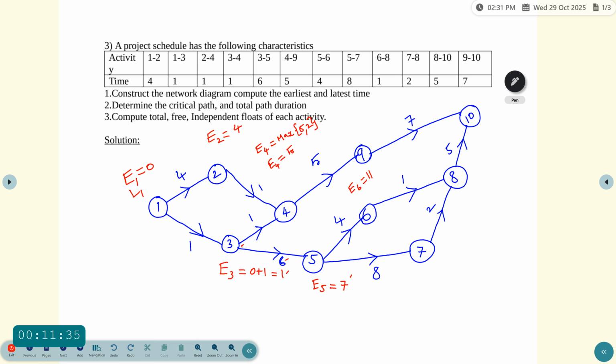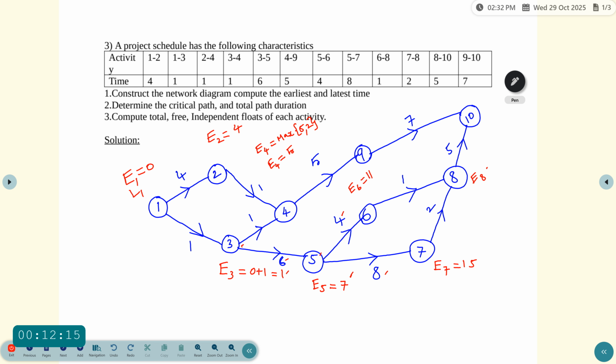So E6 equals 7 plus 4 equal to 11. So go to next event which is E7. It will come activity which is 5 to 7, and then event 5, the value for E5 is 7, and then adding with duration 8. So 7 plus 8 which is equal to 15, and then go to next event which is E8.